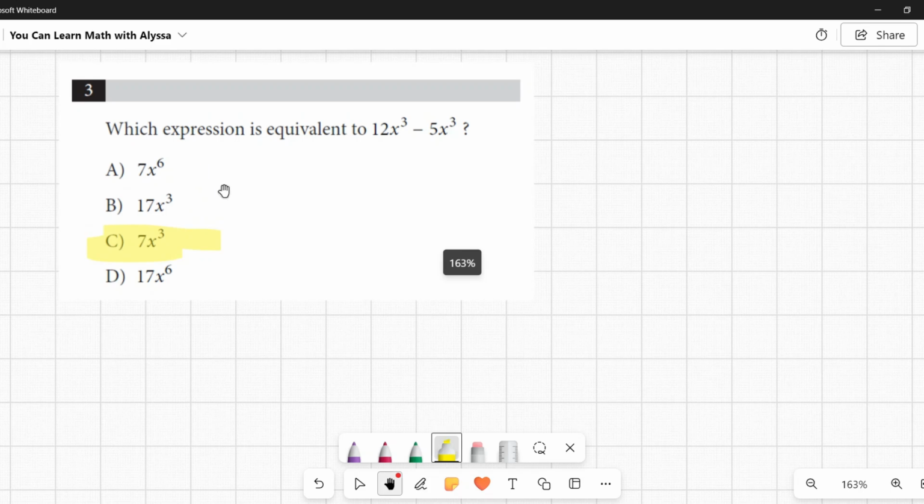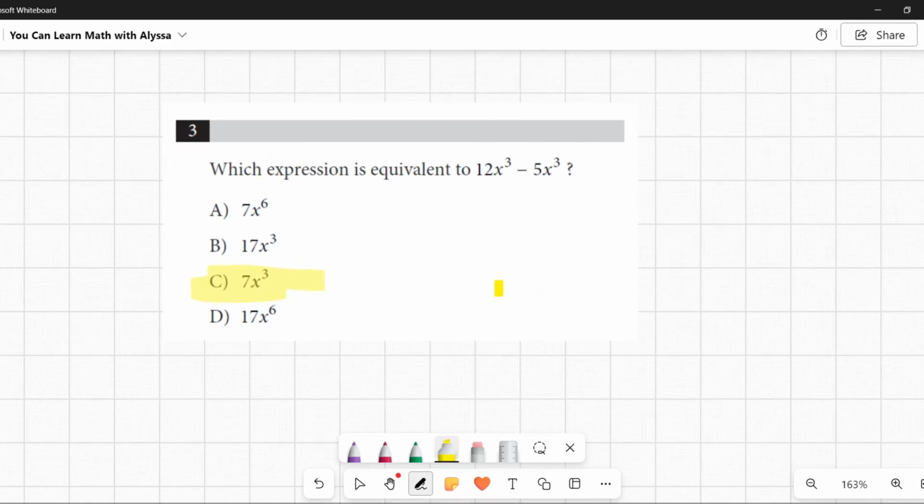Yes, this is very important here. You can see what they're trying to trip you up with. What they're trying to get people to do is to add the exponents, to add those together. No, if we are adding or subtracting, those exponents are going to stay the same.